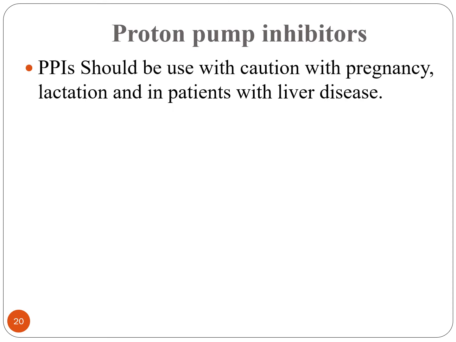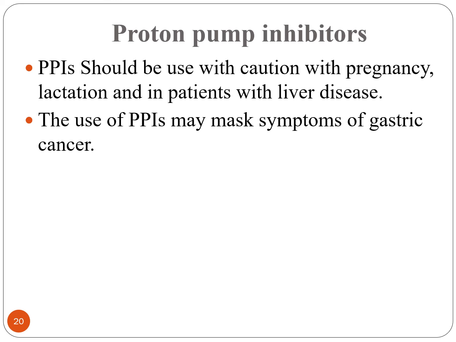The proton pump inhibitors, PPIs, should be used with caution in patients during pregnancy, during lactation, and in patients with liver disease. The use of PPIs may mask the symptoms of gastric cancer because they decrease the symptoms, and the cancer will be developing. This should be taken into consideration during the long use of these proton pump inhibitors.